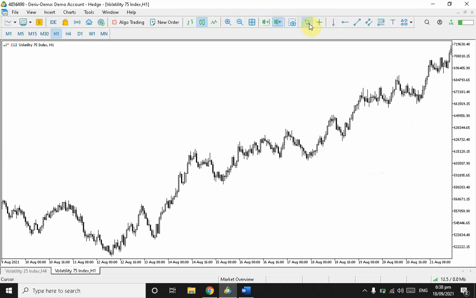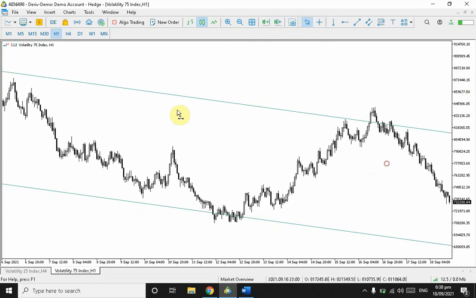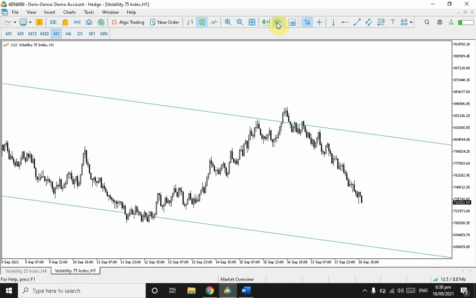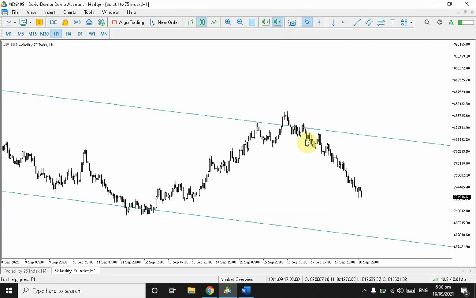So this is our 1 hour time frame. You can see what the market is doing, similar to what it did on the 4 hour time frame. The market is still pushing down here, so we're going to be looking for an opportunity.